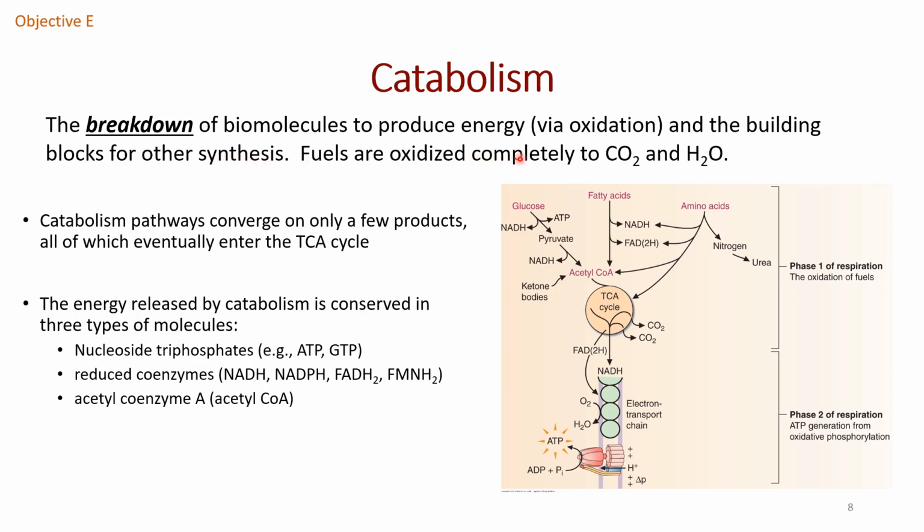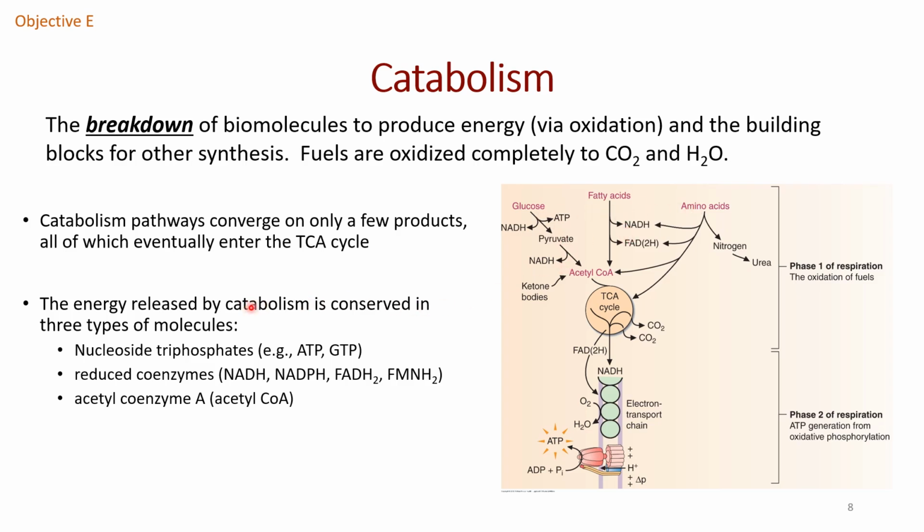And the fuels are always going to be oxidized completely to CO2, which is what we exhale, and then, of course, water. And what's interesting about the catabolic pathways is they all converge on just a few products. For example, if we consume carbohydrates, if we consume glucose, that pathway of glycolysis is going to lead us to pyruvate. Pyruvate takes us to acetyl-CoA. If we consume fat, the fatty acids are also going to be oxidized. We're going to have some energy molecules produced, and the product is acetyl-CoA. And for amino acids, when we oxidize amino acids, we also produce acetyl-CoA or sometimes other intermediates as well. So then we say that the acetyl-CoA is a common intermediate for these catabolic pathways.